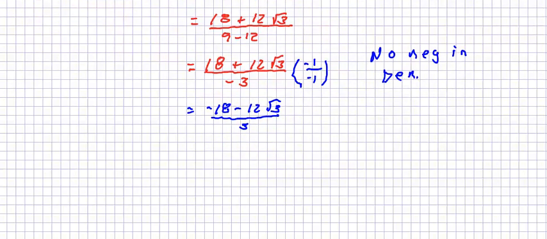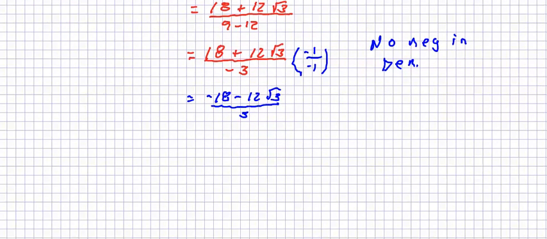Lastly, I see that 18 is divisible by 3, 12 is divisible by 3, and 3 is divisible by 3. So I divide this by 3, I get 6. Divide this by 3, I get 2. Divide this by 3, and I get 1. And my final answer here is negative 6 minus 2 square root of 3.